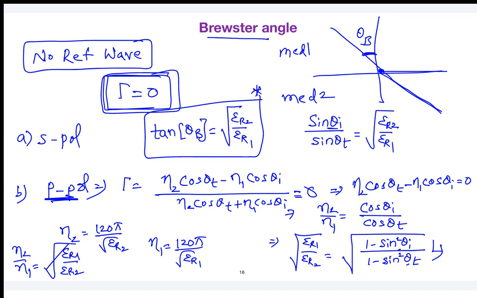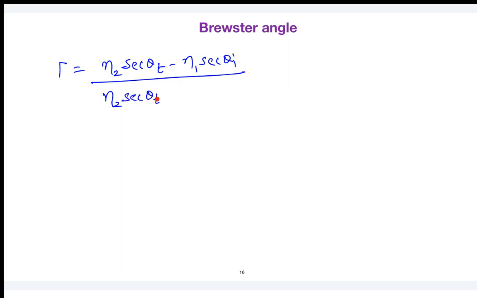Now what will happen when you equate for S polarized? This is very important. When you have S polarized, if you recollect, the gamma equation has been given like this: eta 2 secant theta t minus eta 1 secant theta i, divided by eta 2 secant theta t plus eta 1 secant theta i, is equal to 0. If you proceed in the same manner as for the P polarized, you will end up with epsilon r1 is equal to epsilon r2.